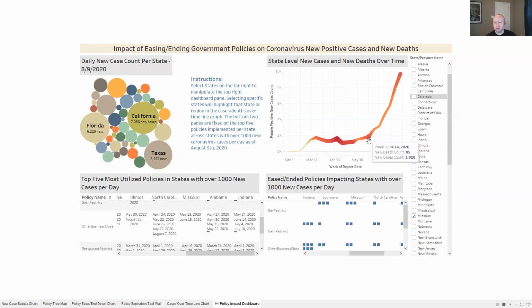A weakness of this approach is that it doesn't take into consideration a variety of other factors, such as economic impact and population density. But I think this is a fairly narrow but interesting look at how policies have impacted the spread of this virus.